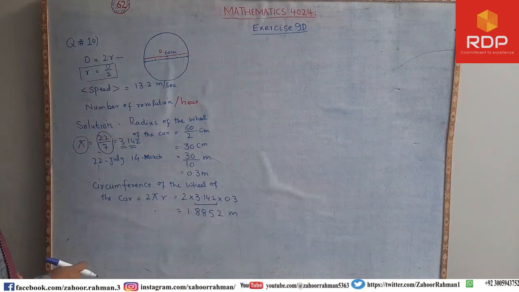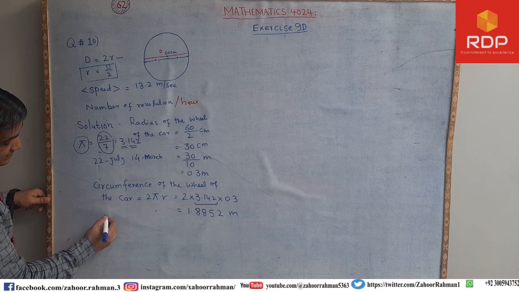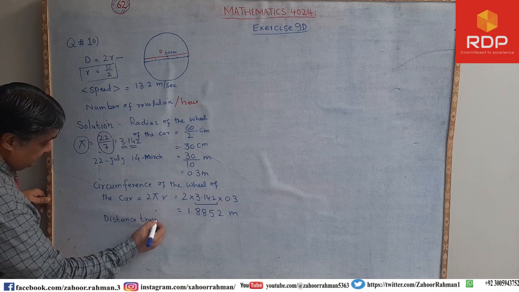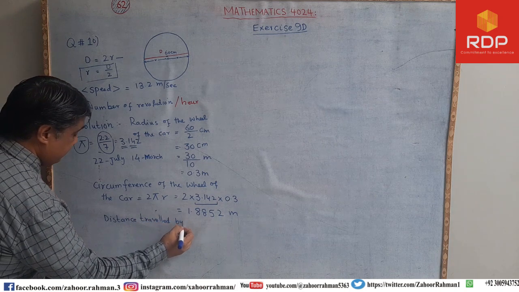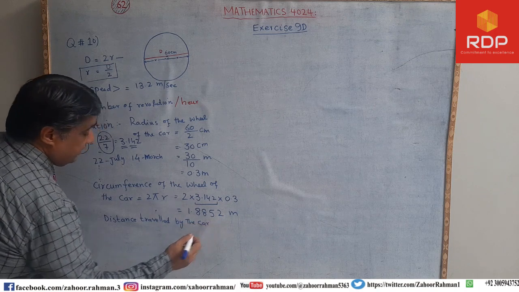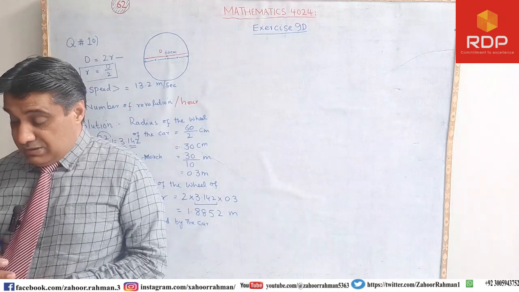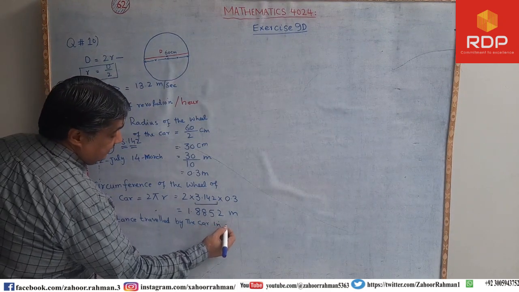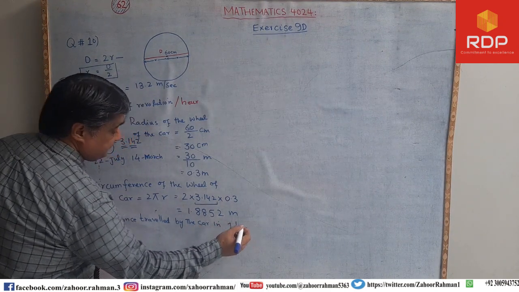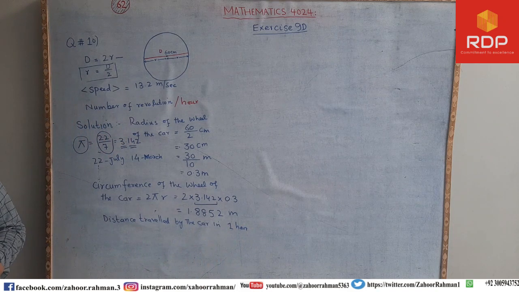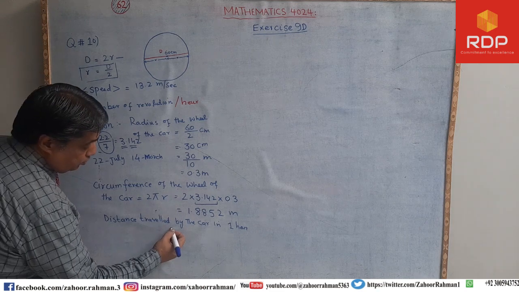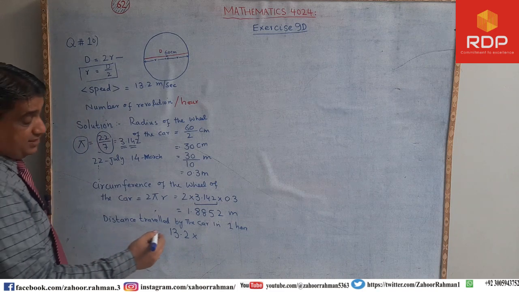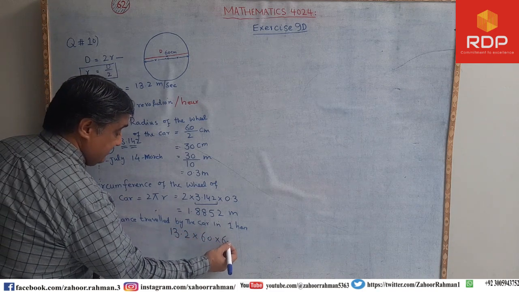Now I will ask a question. The distance traveled by the car in 1 hour will be equal to 13.2 multiplied by 60 multiplied by 60.